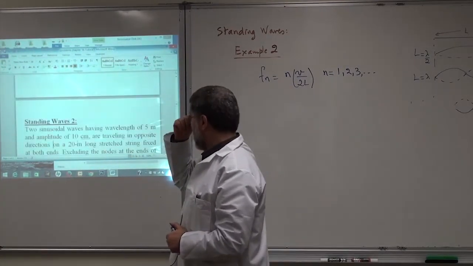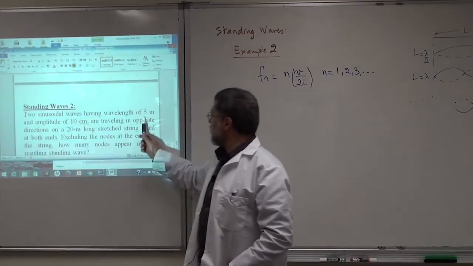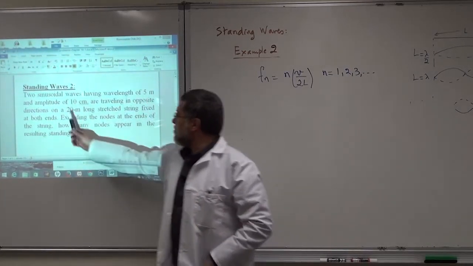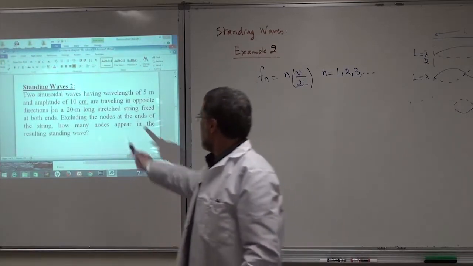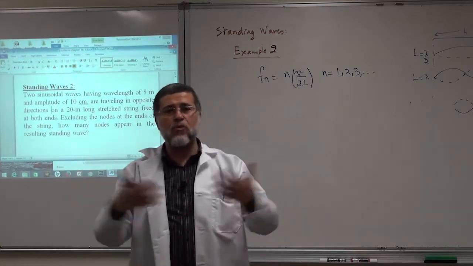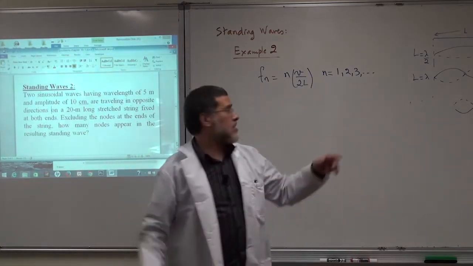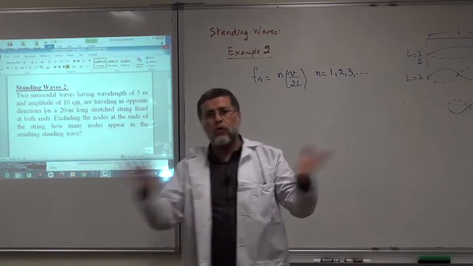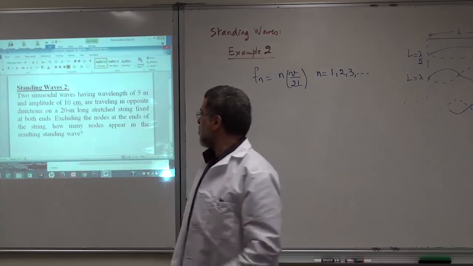Number 2: I have two sinusoidal waves having wavelength of 5 meters and amplitude 10 centimeters. That's the amplitude of these waves, and they are traveling in opposite directions. When we say traveling in opposite directions, it means they're going to give standing waves, but at certain frequencies, of course, not all the time. At certain frequencies of your source, they produce standing waves.